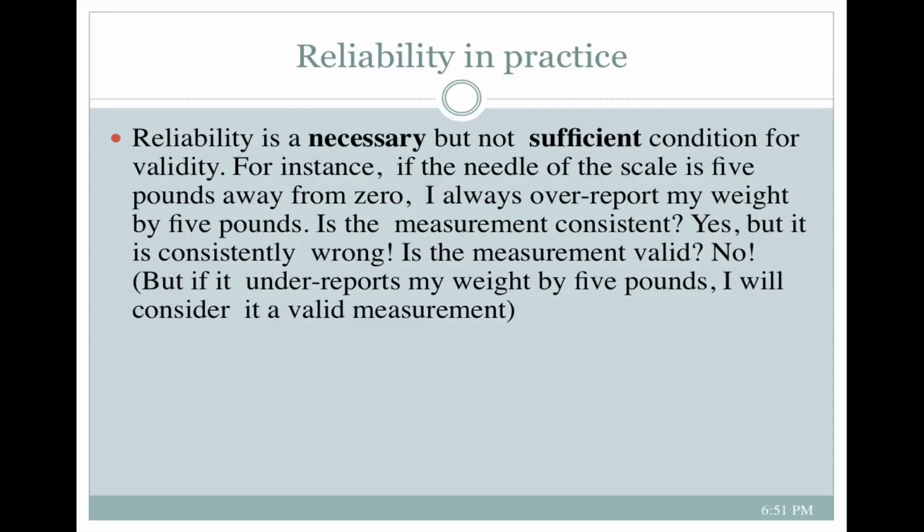So we've talked about what types of reliability there are, and that, in essence, internal consistency is the only viable way that we would measure this in education. But what is the point of reliability? Well, reliability is a necessary but insufficient condition for validity. So, for example, if I have a needle on the scale and it's 5 pounds from 0, I'll always over-report my weight. Is the measurement consistent? Absolutely. But it's consistently wrong.